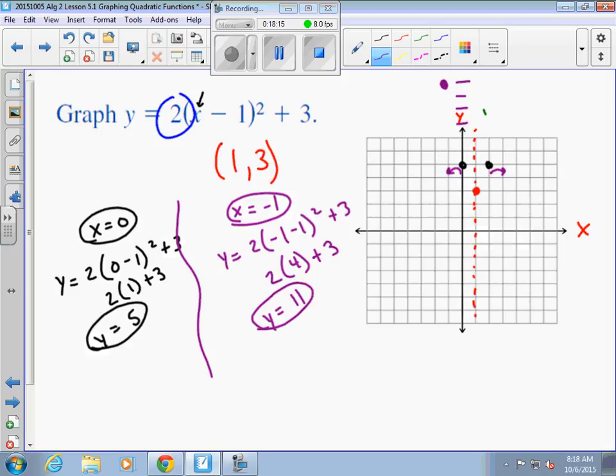What about when x's value is 3? What is y's value going to be? 11, the same. Remember, the axis of symmetry puts it exactly the same right here. So this is what your graph should look like. Now that you have 5 points, you can trace through those and make it look like so. That's what your graph should look like. That's in vertex form.